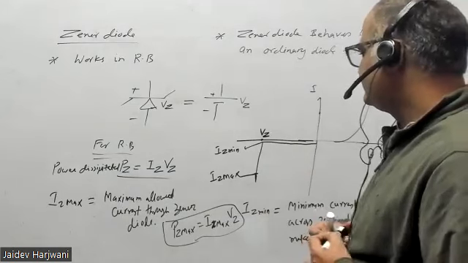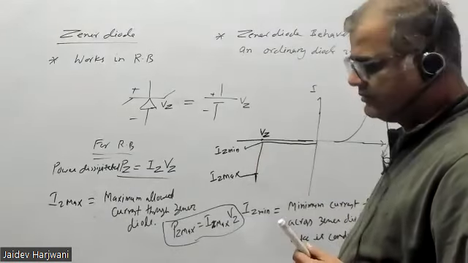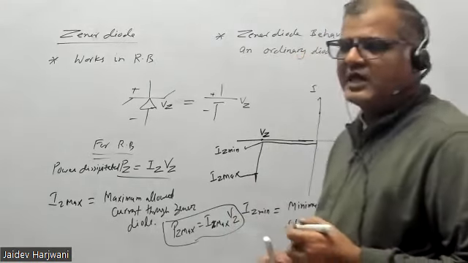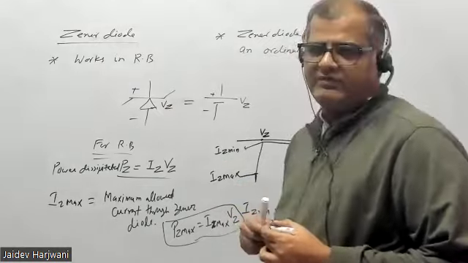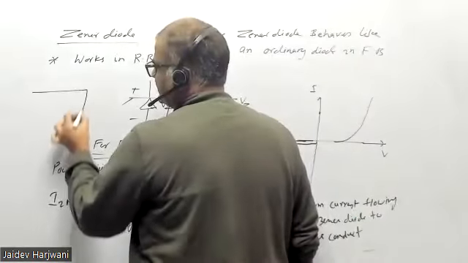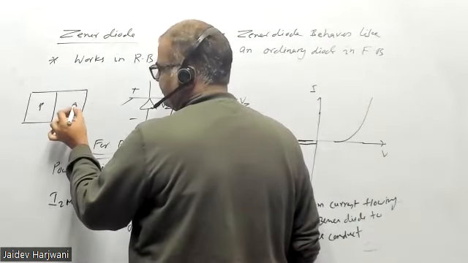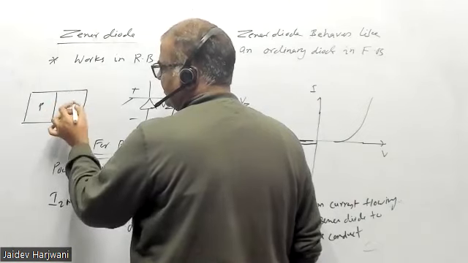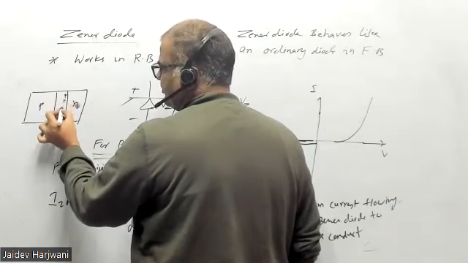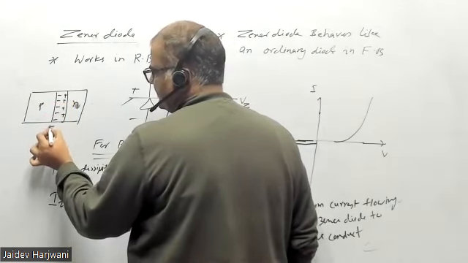Now, this is basically your Zener breakdown. What is the difference between a normal PN junction diode and this? Generally, when we make a PN junction diode, you make P and N, and in between there is a depletion region. On the N side you have donor impurities, and on the P side acceptor impurities, and the depletion region has some width W.